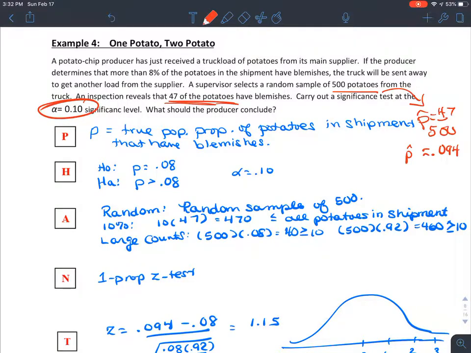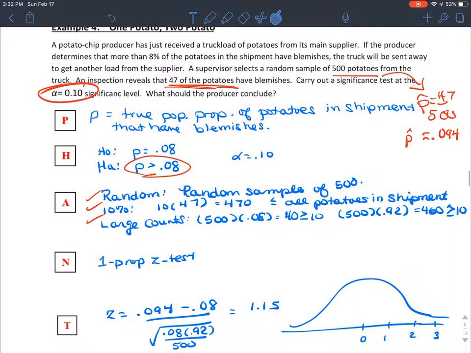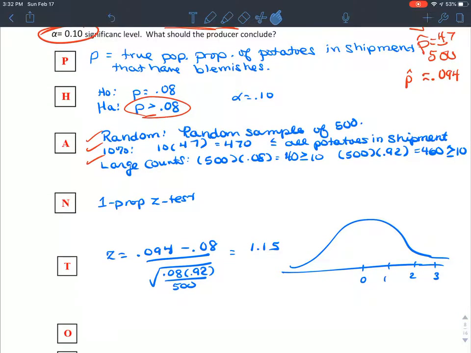You can see here we've got the claim or the parameter we're testing is the true population proportion of potatoes in the shipment that have blemishes. We're testing that against the idea that maybe more of them would have blemishes. That's why we have a greater than. You can see all our conditions are met here. We're calling this a one proportion z-test. And I've got all of our numbers plugged in.